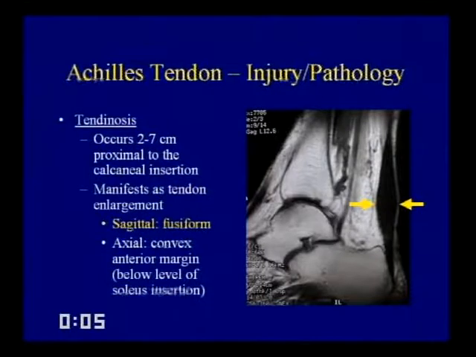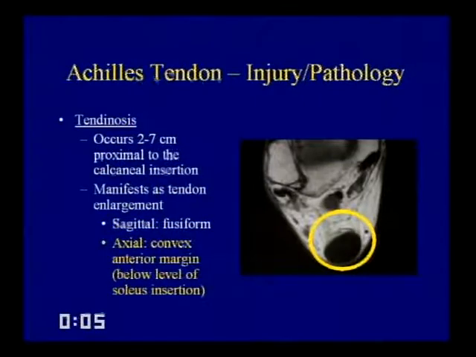And on sagittal images, instead of seeing the nice cord-like Achilles tendon, you see this fusiform Achilles tendon here. And on axial images, instead of smiling, it now looks like it's kind of scared. You have this convex anterior margin below the level of the soleus insertion.